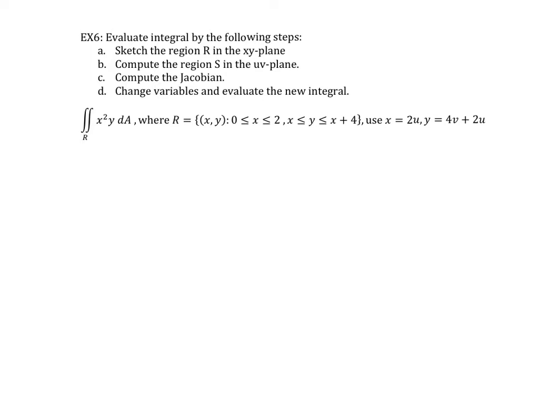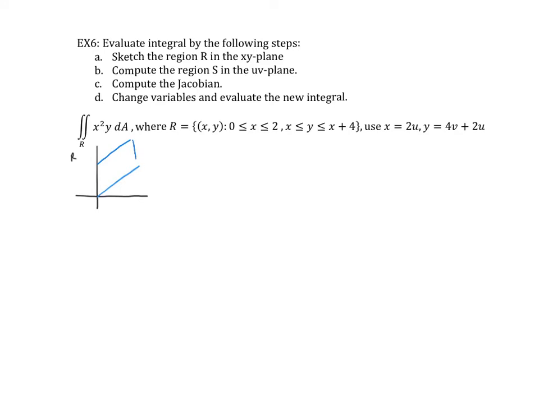First thing I want to do is sketch R. My region R is x between 0 and 2, and then my y values go from the line y equals x to the line y equals x plus 4. This is going to be like a diamond. This would be y equal to x if it continued on, and y equal to x plus 4. And then we'll pretend this is 2 and this is 0. So we have our region R. That was part A.